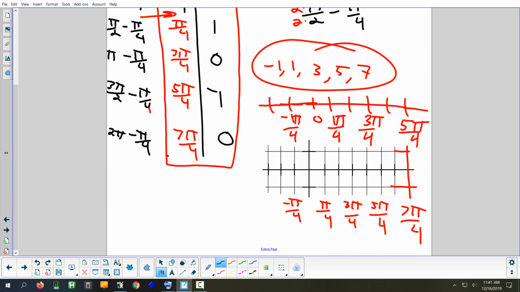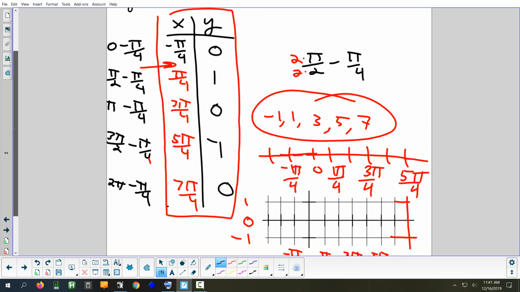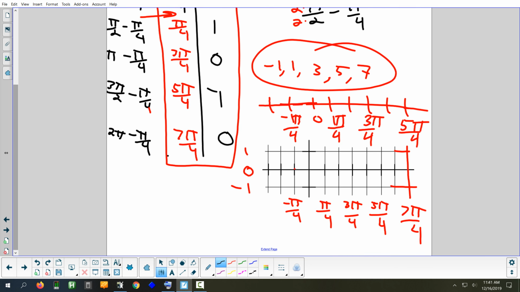Okay. 0, 1, negative 1. Now we've got 0, 1, 0, negative 1, 0. When I go to graph it, I usually just memorize the y's, because I usually have to scroll up and down on the smartboard. So if you can remember the pattern, it helps do the problem quicker. 0, 1, 0, negative 1, 0. There's my graph. It's a little off.